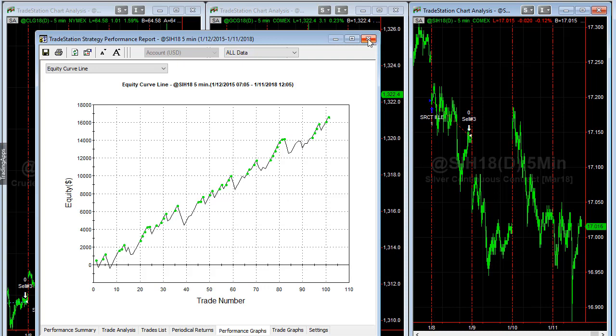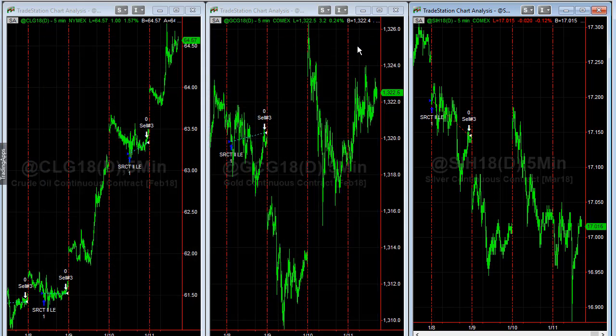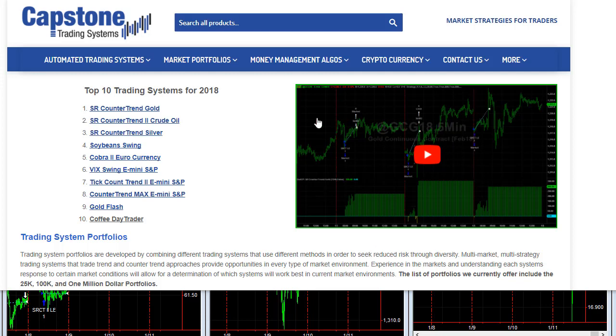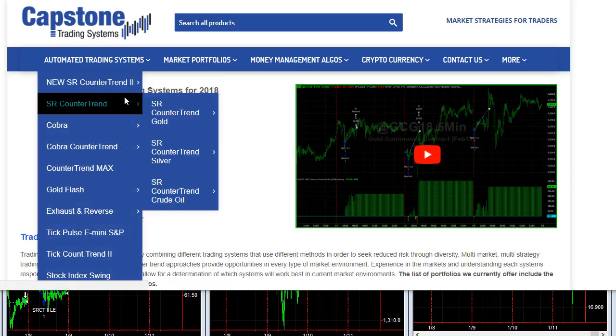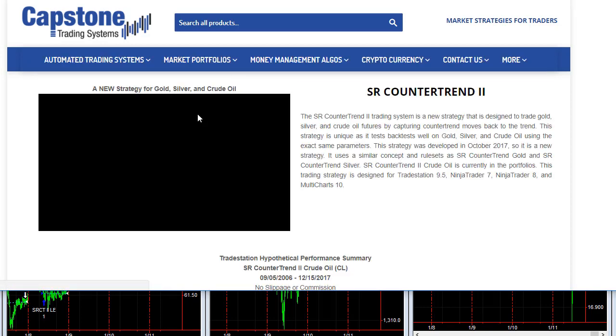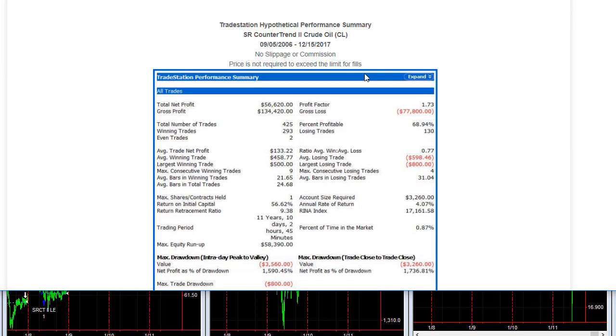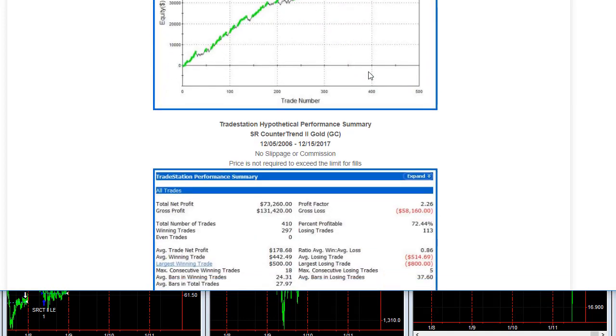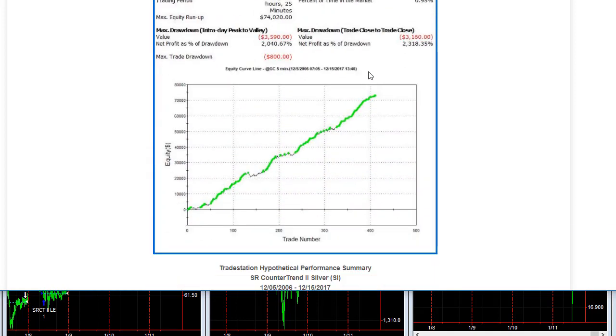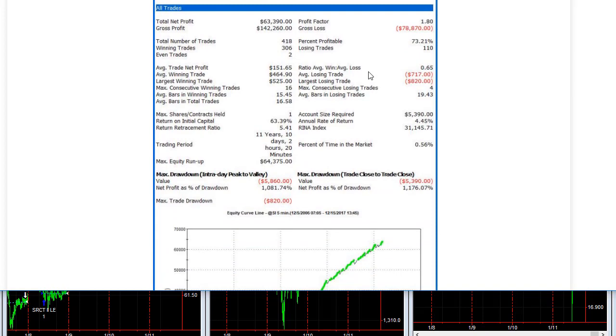And the best approach would be to get an annual lease, because you can go ahead and get an annual lease on this. I'm going to show you where to do that on the website. So if you go to my website, you can look at Automated Trading Systems New SR Counter Trend, and you can pick your platform. So if you are in TradeStation, for example, you can go down, you can see the more history on these. Here's crude oil, there's the equity curve, here's gold, and here is silver.